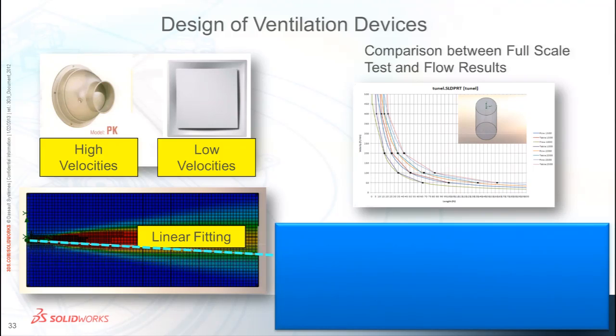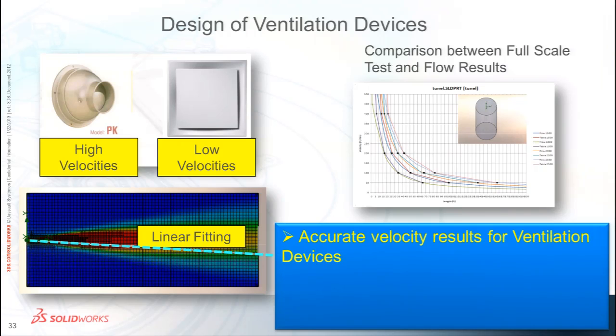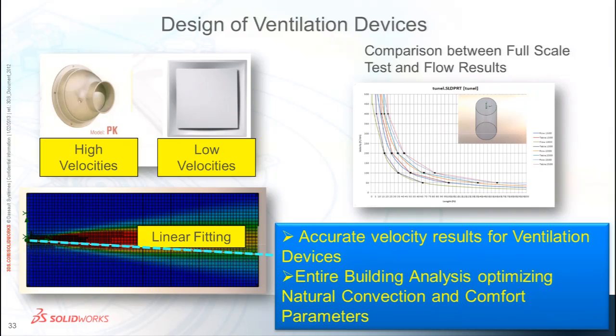Of course, after having this result, you can make changes on your device in order to optimize the problem, right? The geometry. So we have accurate velocity. These are the benefits: accurate velocity results for ventilation devices, and the entire building analysis optimizing natural convection and comfort parameters.